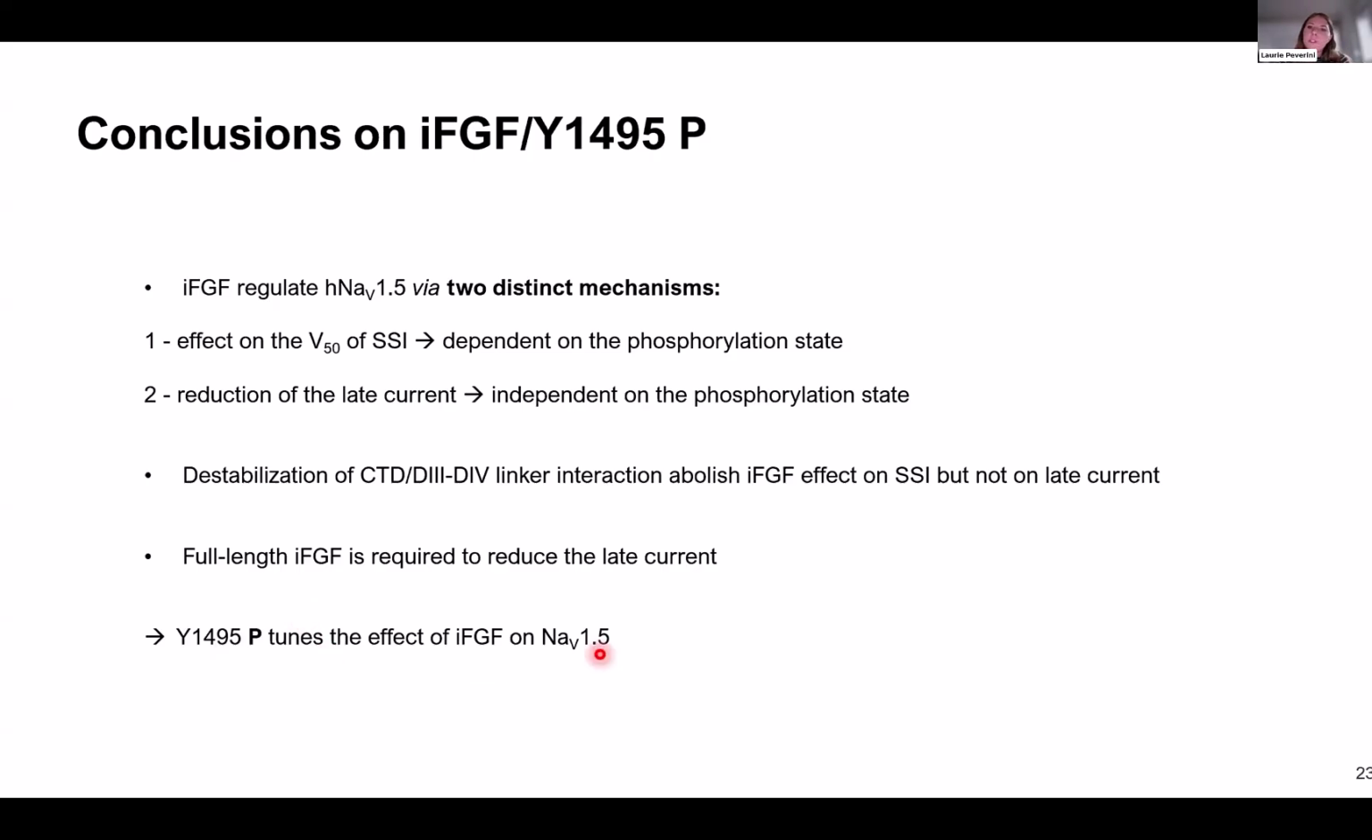And just to put it in a more physiological context, these FGF expressions and also phosphorylations are both factors that are upregulated in pathological conditions. For example, in heart failure, some FGF can be upregulated and phosphorylation also. So it could be a physiological way of calibrating NaV1.5 activity in these different conditions.